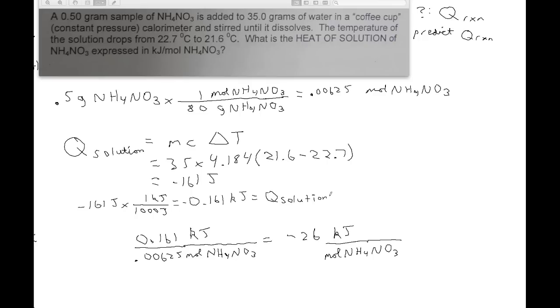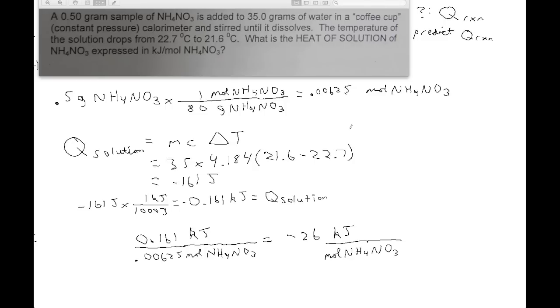Okay, now let's talk about that a little bit. Is the calorimeter's temperature going up or down? Is the temperature of the calorimeter going up or down? Hi, are you still there? Yeah. Okay. It's going up. Why did you say that?